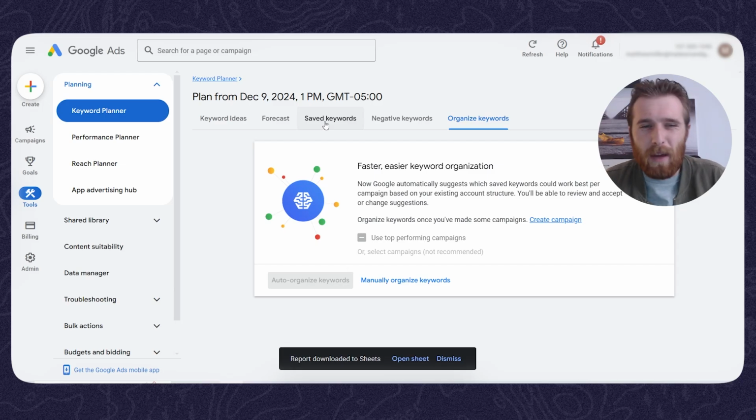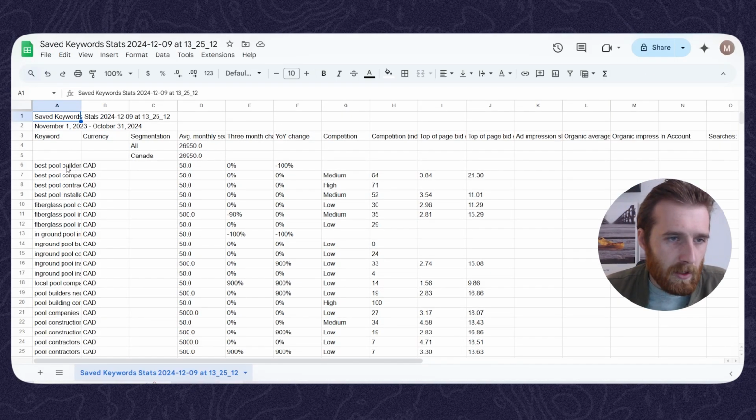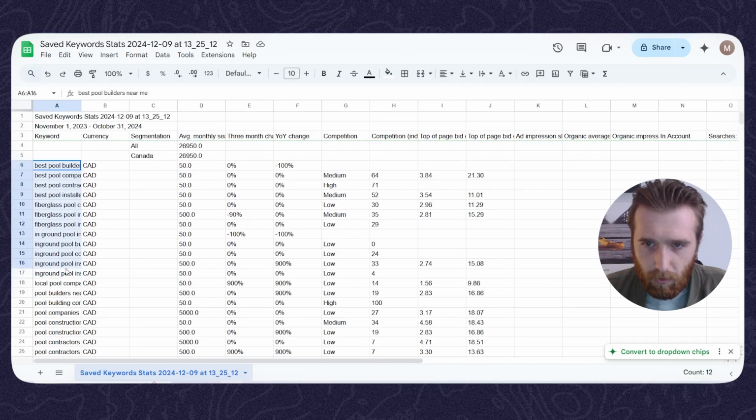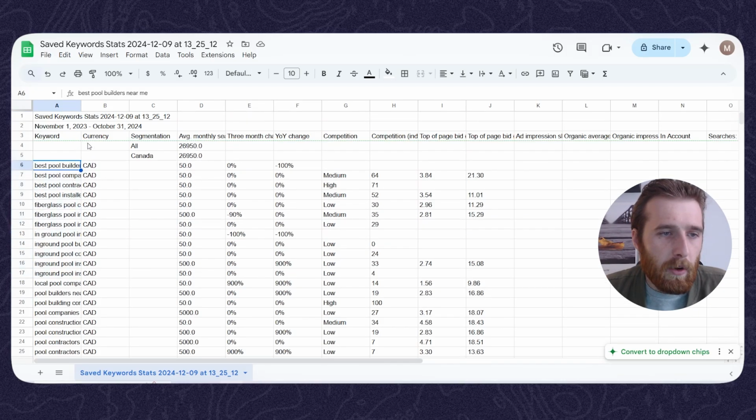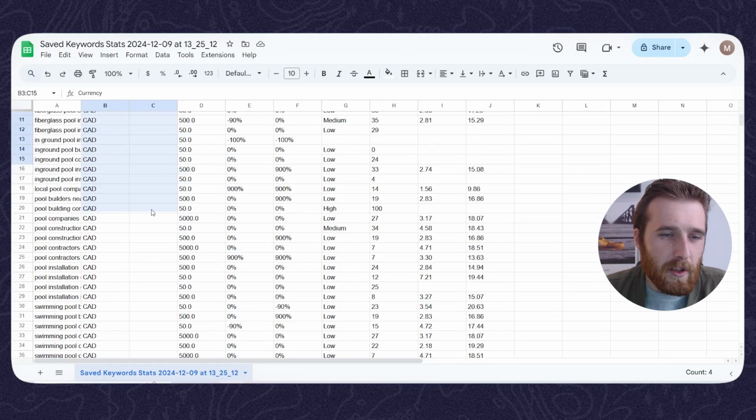Sometimes it's good, sometimes it's bad. I like manually organizing. I just find it's easier. And as you can see, here are all the keywords on the left-hand side of the screen. Now, what I would recommend doing is essentially deleting all of this. You could also leave the average monthly searches if you wanted to.